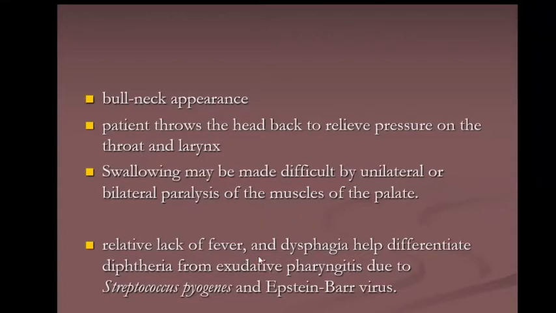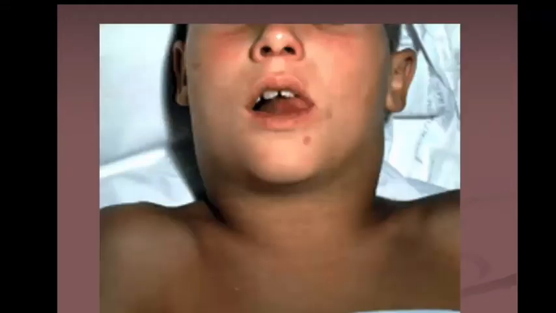Relatively lack of fever and dysphagia help to differentiate it from the others. We have to differentiate from Candida albicans infection, Epstein-Barr virus, neutropenia, or streptococcal sore throat. So other causes of membranous pharyngitis should be in the differential diagnosis. It will give a classical toxic look with the bull neck appearance, and the patient's neck may be slightly arched back for air hunger because of difficulty in breathing. So we can see the classical picture.